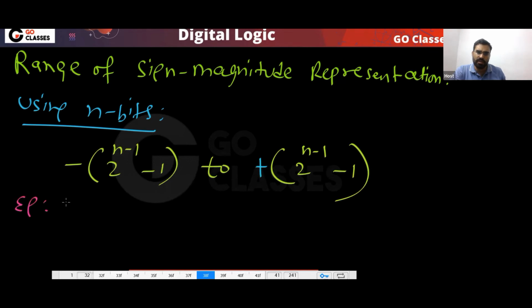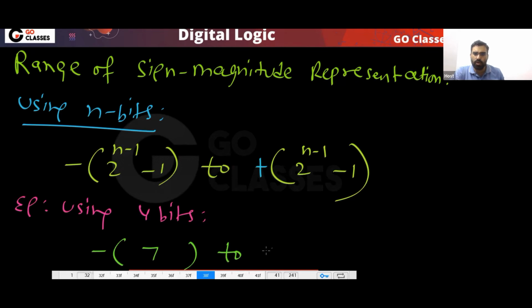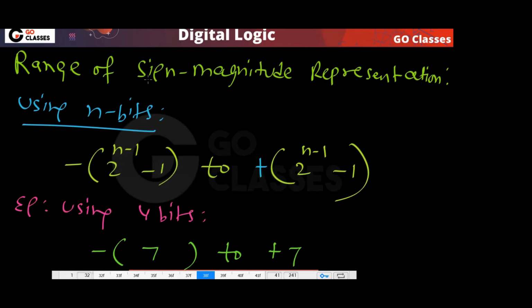For example, using 6 bits, what will be the answer? Or I can say using 4 bits. Tell me, using 4 bits, what will be the answer? Using 4 bits, the answer will be minus of 2 power 4 minus 1, so that is 2 power 3. So that will be minus 7 to plus 7. Is it clear? Let me know. So very simple, this is how you can find the range of sign magnitude.